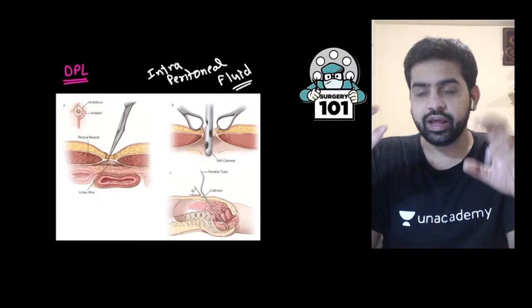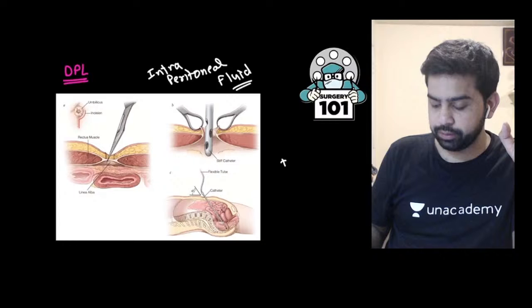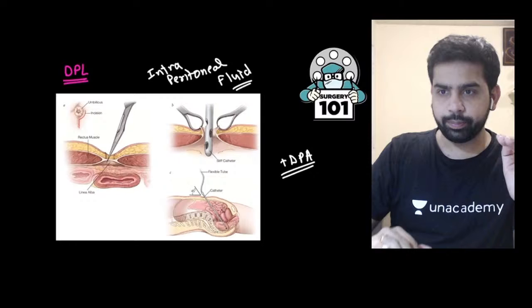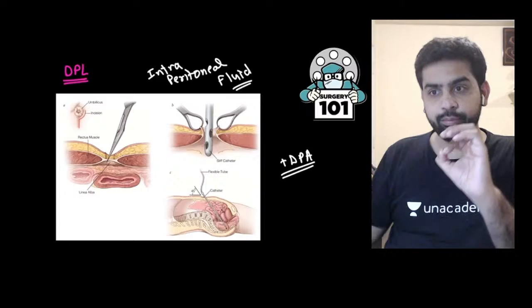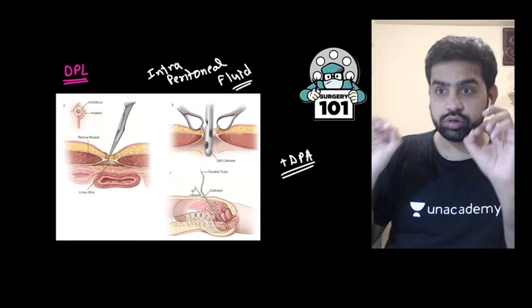It is called a positive diagnostic peritoneal aspirate. Am I making some sense over here? You basically enter into the peritoneal cavity, go to the pelvic cavity, and then you aspirate. If you get more than 10 ml of frank blood, this is what is called a positive diagnostic peritoneal aspirate.